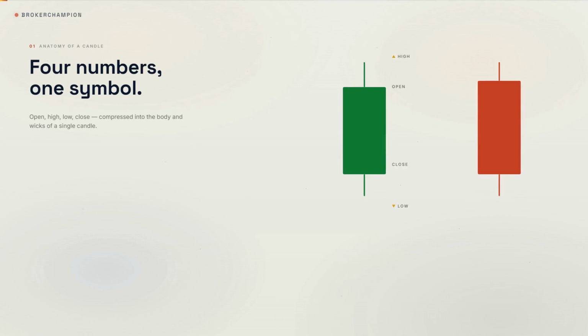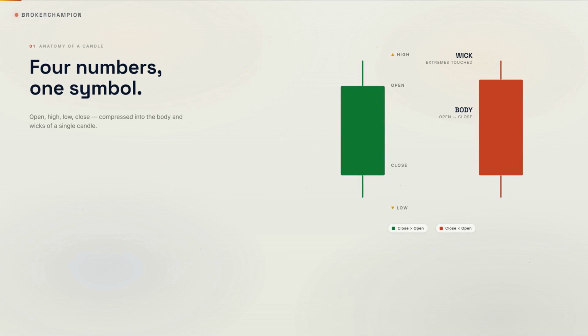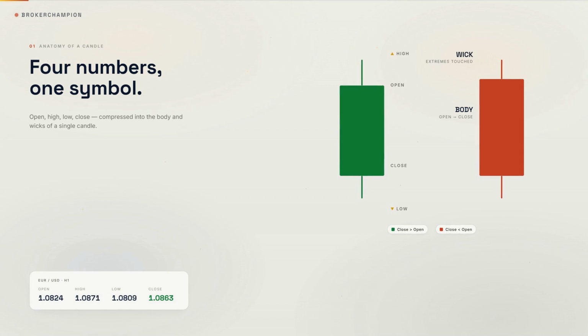Green, red, body, wick. Each candle is 4 numbers compressed into one symbol. Open, high, low, close. The body spans the distance between where price started the period and where it finished. The wicks are the extremes it touched in between. Green means it closed higher than it opened. Red means lower. That's it.